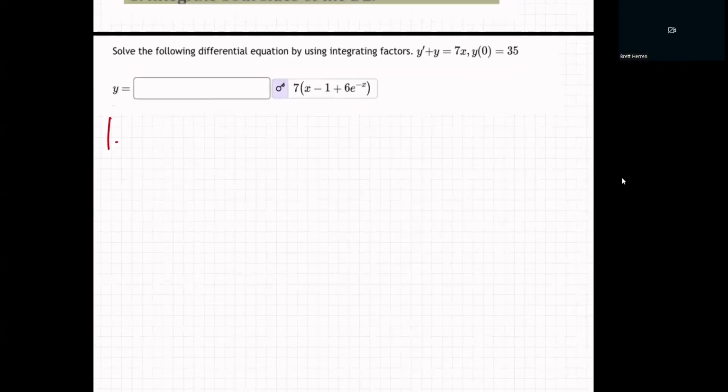Let's do that. So step one. We pretty much have it in that form, don't we? Yeah, it's already in that form. Got the derivative alone, got the y stuff, got the non-y stuff. We're good to go. All right.